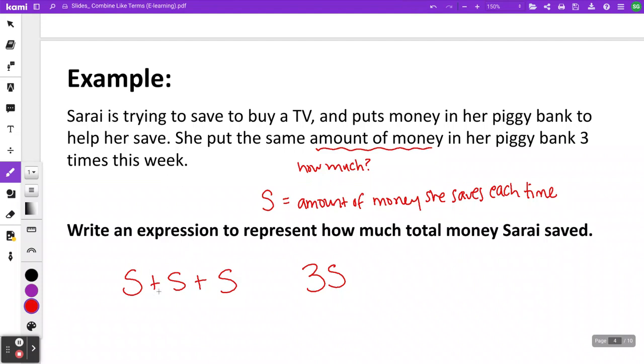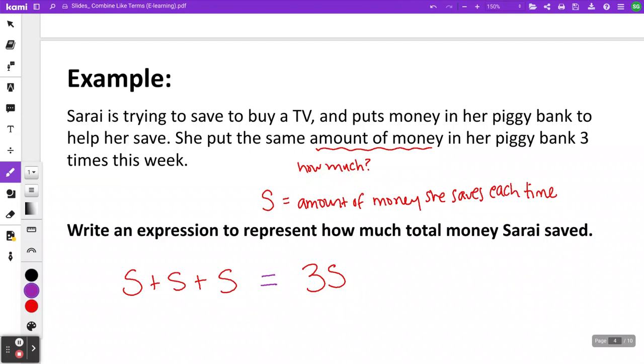We could add S plus S plus S to get that total amount, or we could multiply S by 3. And since both of these are correct ways to represent this situation, I could also say these two expressions are equal. S plus S plus S is the same thing as 3S.